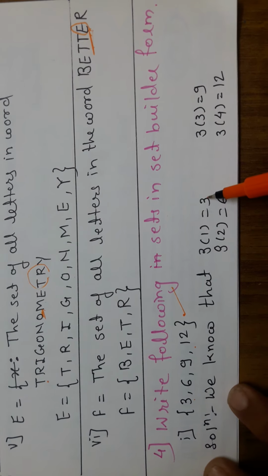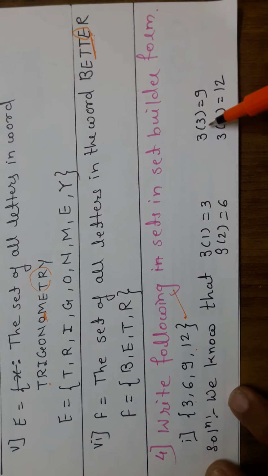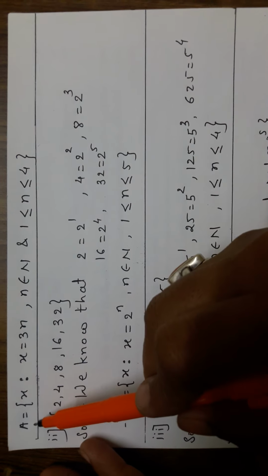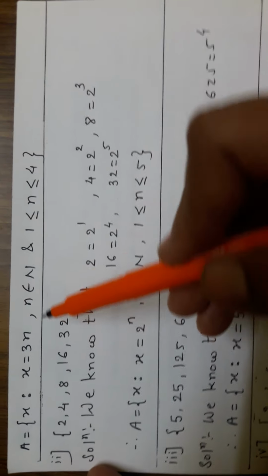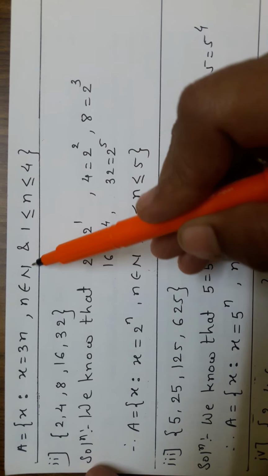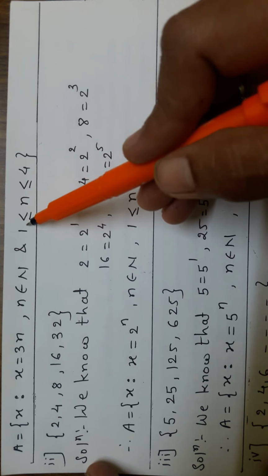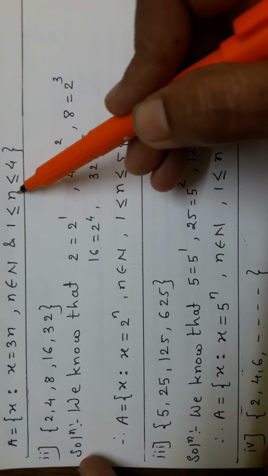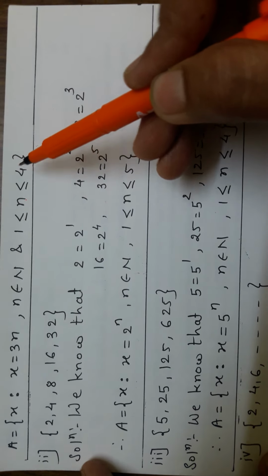3 means 3 into 1, 3. 6 means 3 into 2, 6. 9 means 3 into 3, 9. 12 means 3 into 4, 12. So A is a set of all x such that x is equal to 3n, where n belongs to the natural numbers, capital N, and n is greater than or equal to 1 and less than or equal to 4. Means the values of n we have taken are 1, 2, 3, 4.